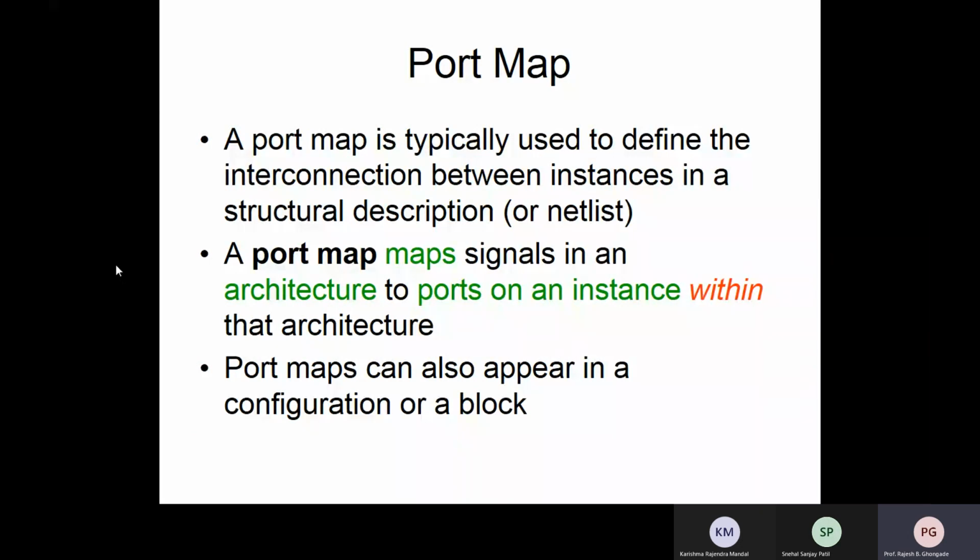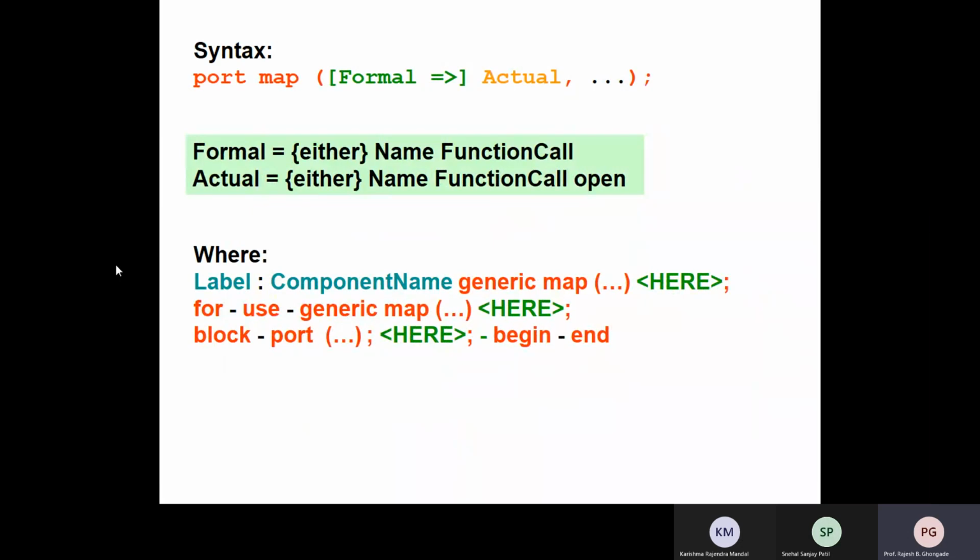So a port map is typically used just like the generic map. We have the port map. It is used to define the interconnection between instances in a structural description. Port map maps signals in an architecture to ports on an instance within that architecture. We'll see with an example, so things will be clear.